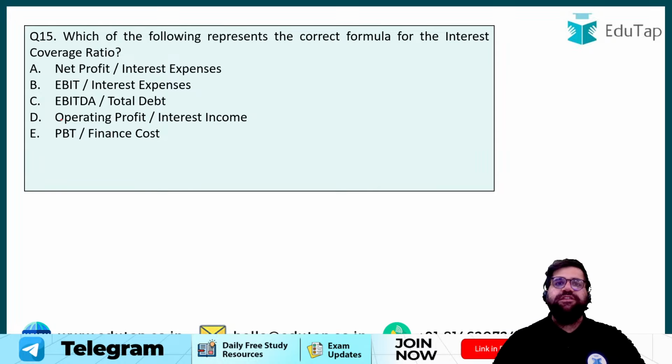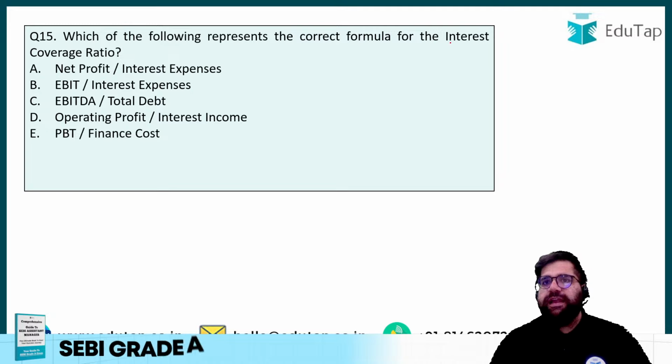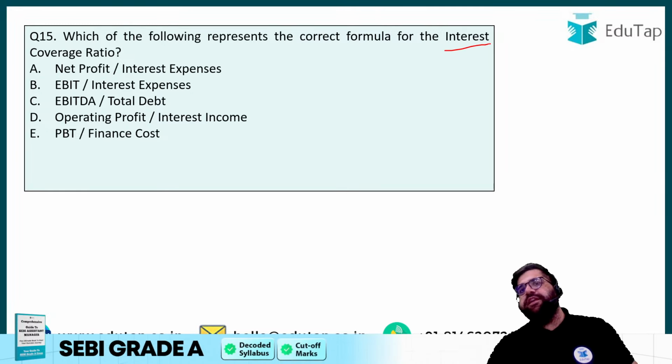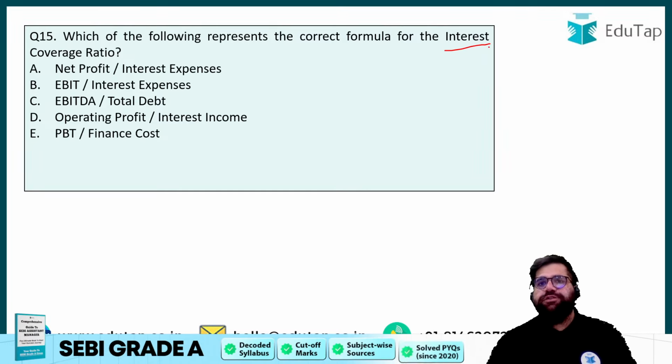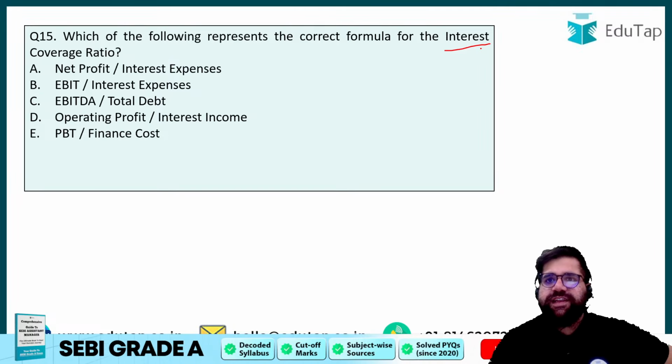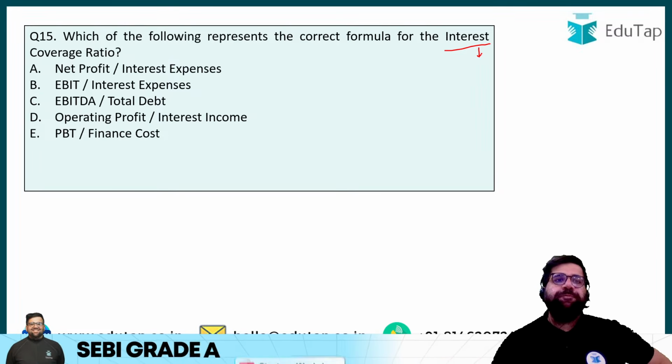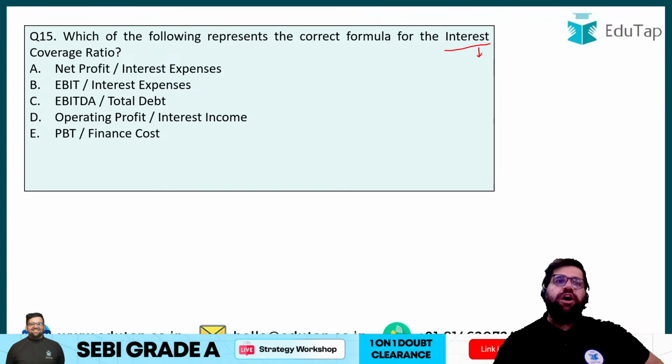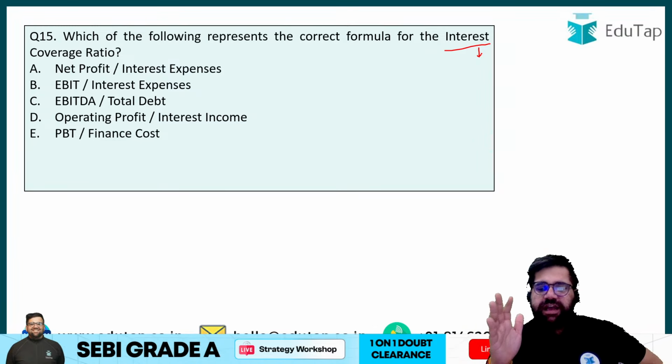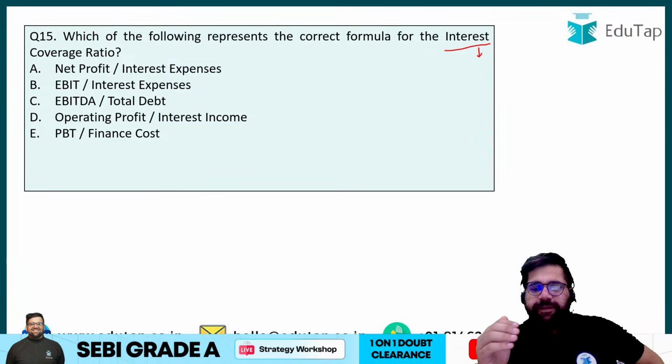Question number 15. Which of the following correctly represents the formula of interest coverage ratio? Interest you pay from your EBIT, right? From the profit which is left. So interest coverage ratio is not measured on sales. It is measured on the EBIT. So basically it shows how much interest obligation has to be paid from the EBIT which is left in your business.